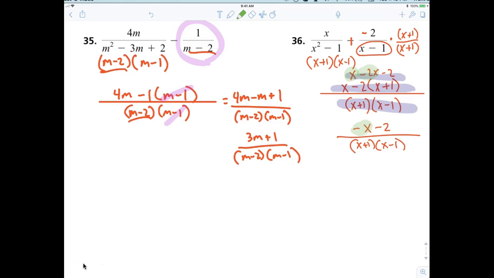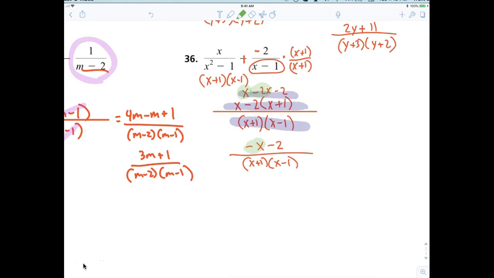So for number 36, I know that the x squared minus 1 is... Correct? Multiply that by the other x minus 1. No, because it's already got the common denominator. Oh, yeah. Right? Both terms are used, so you don't have to multiply. You don't have to change anything.